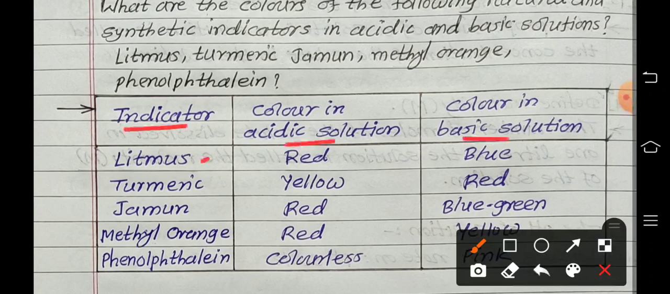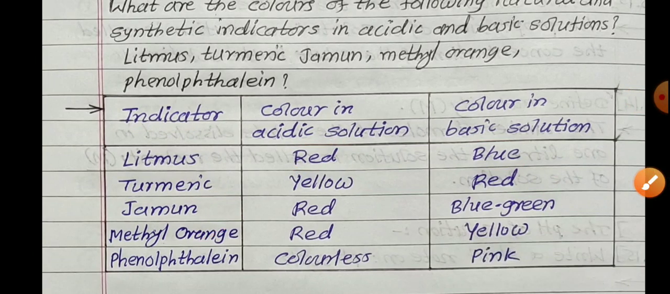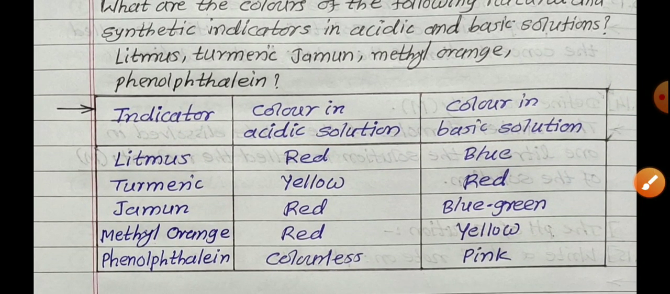Litmus paper shows red color in acidic solution and blue in basic solution. Turmeric shows yellow color in acidic solution and red in basic solution. Jamun shows red color in acidic solution and blue-green color in basic solution. Methyl orange shows red color in acidic solution and yellow color in basic solution. And last, phenolphthalein is colorless in acidic solution but pink in basic solution.